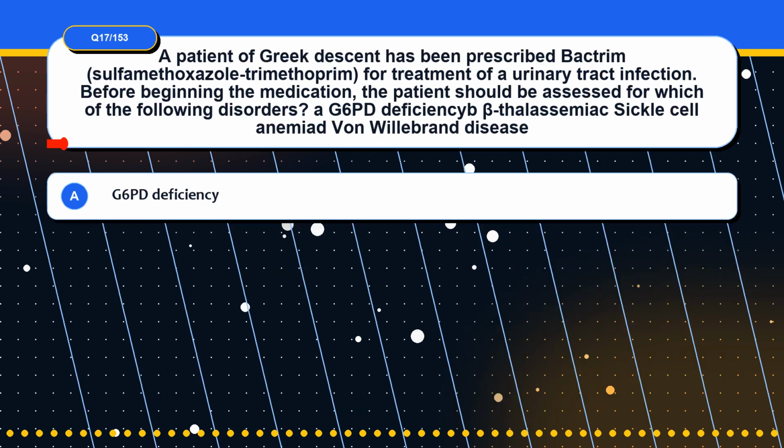Question 17. A patient of Greek descent has been prescribed Bactrim, sulfamethoxazole-trimethoprim, for treatment of a urinary tract infection. Before beginning the medication, the patient should be assessed for which of the following disorders? Here are the options. Option A, G6PD deficiency, beta-thalassemia, sickle cell anemia, von Willebrand disease.